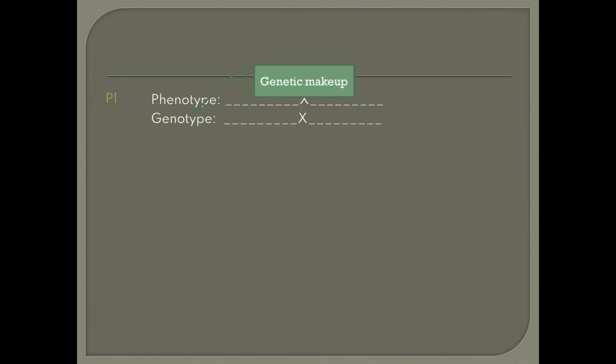So we start off by writing P1. P1 represents the parent generation. Now that parent generation would have a phenotype, which is the physical appearance, which depends on its genotype, which is the genetic makeup. These two, you'll get the information from the question.